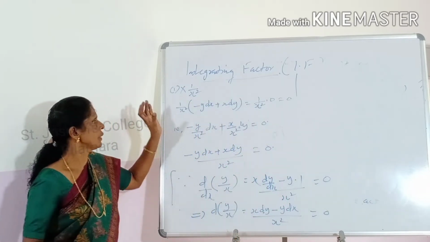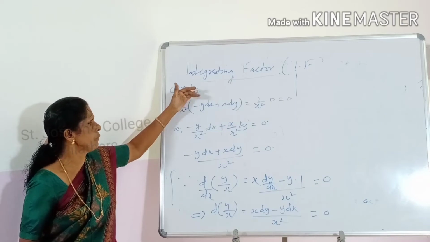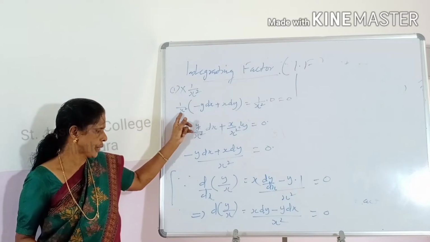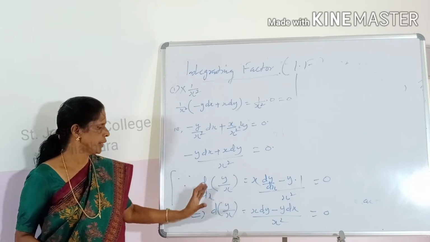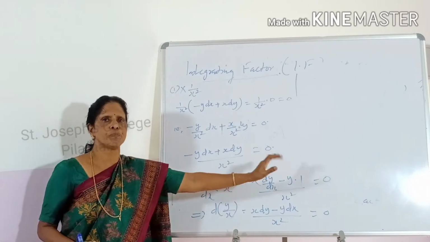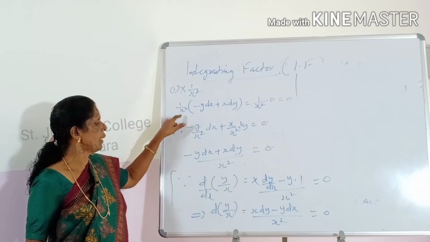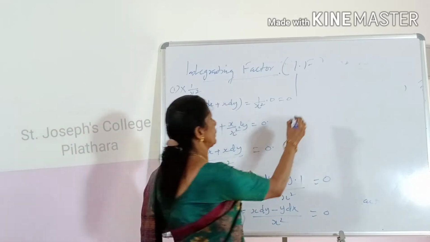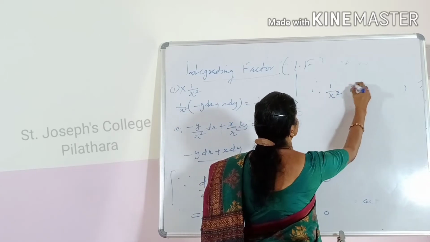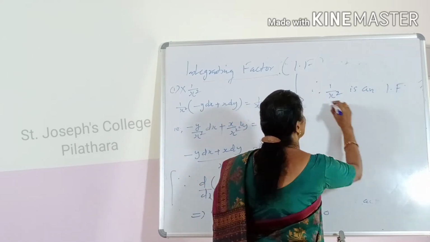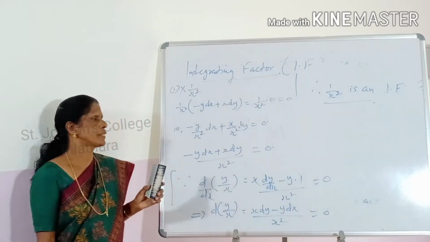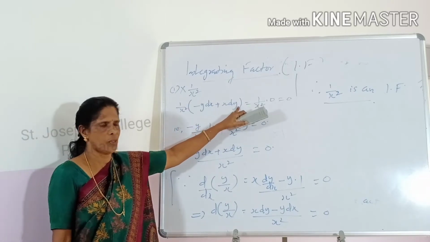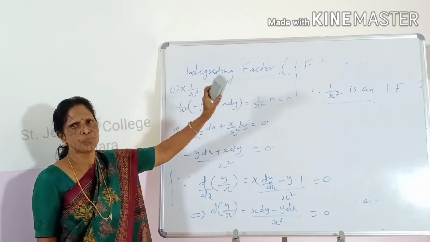Now thus, if we multiply the given differential equation x dy minus y dx equal to 0 by 1 by x square, this becomes a perfect differential, that is d of y by x equal to 0. Therefore 1 by x square makes the equation exact. Therefore 1 by x square is an integrating factor of the given differential equation x dy minus y dx equal to 0.